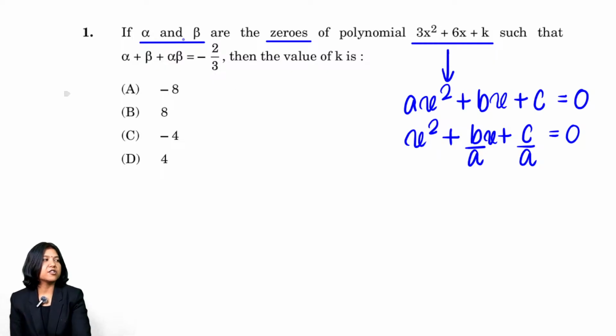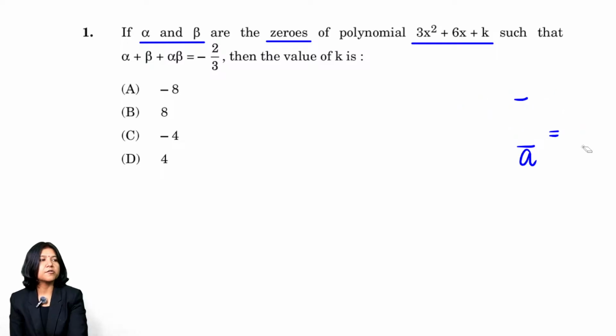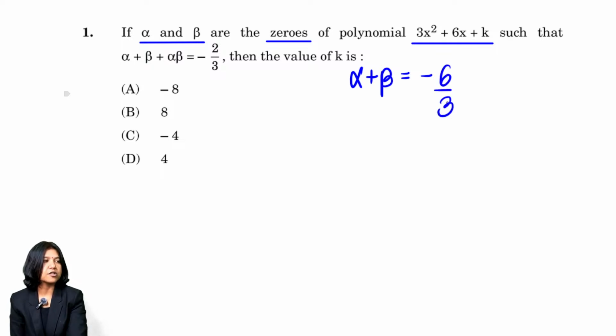They have given to you alpha and beta are the zeros. For the given polynomial, you will find the sum of alpha, or sum of roots, alpha plus beta. As I said, alpha and beta are the roots, then the sum is represented by the negative coefficient of x divided by the coefficient of x squared. Okay, I can simplify this. It gives me minus 2. So alpha plus beta here is minus 2.